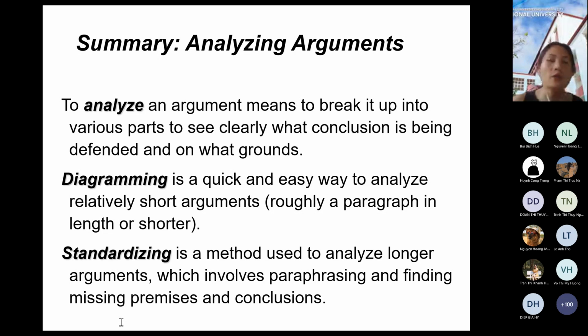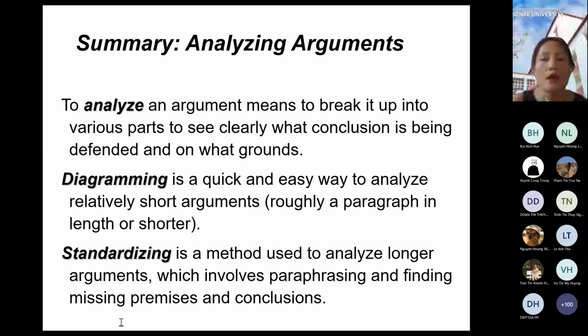And for analyzing arguments, if we have a short argument, then we diagram it. There are 6 steps for diagramming the short arguments. And for the longer arguments in which the content is confusing, something may be missed. It doesn't need to be longer with more words, but it has some kind of confusion. Then we do the standardizing, and there are 5 steps of standardizing.